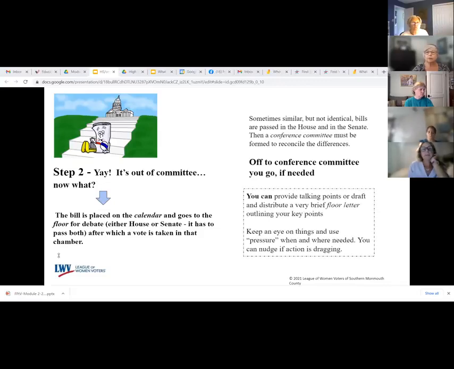Here's a list of things that you can do when it's on the floor. Now remember, you're contacting your senator or your assembly person, so this information is going to their staff member when you contact them on the phone or eventually to them.